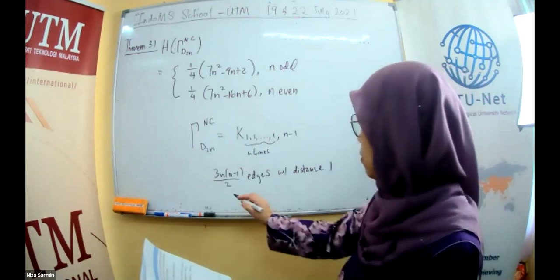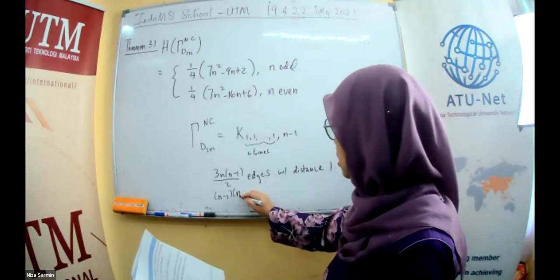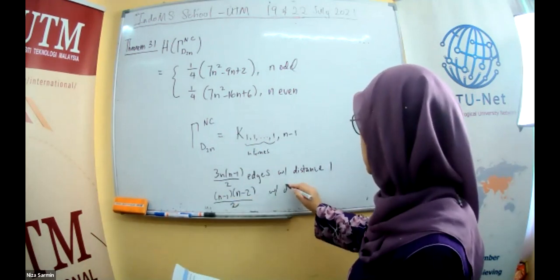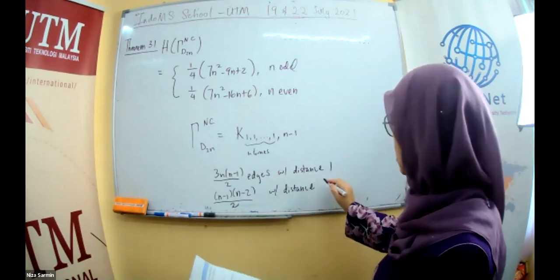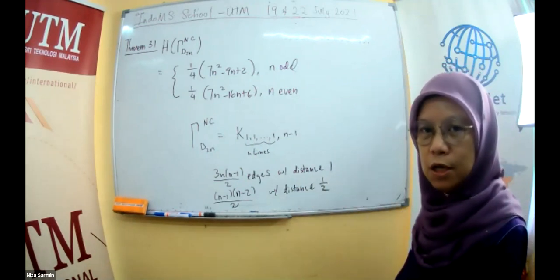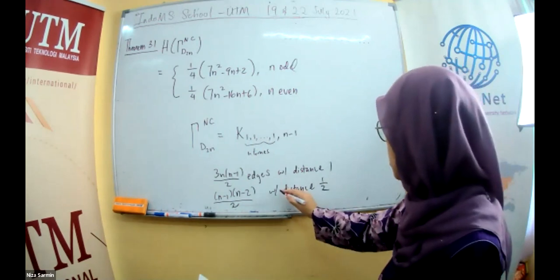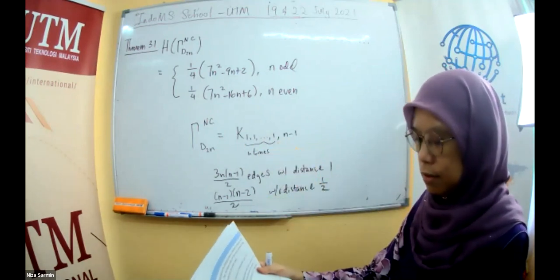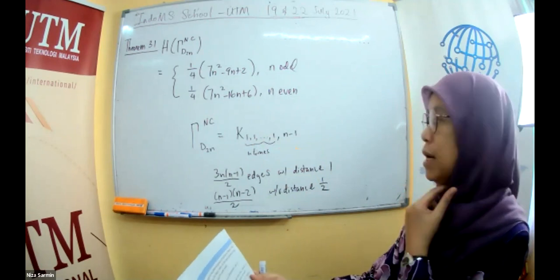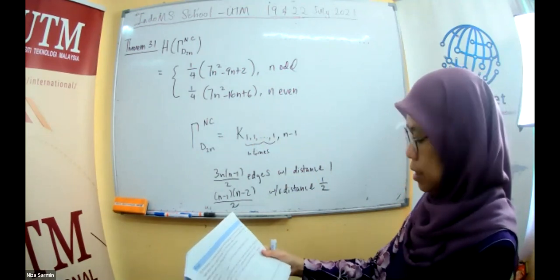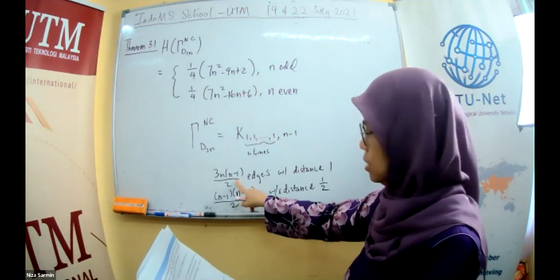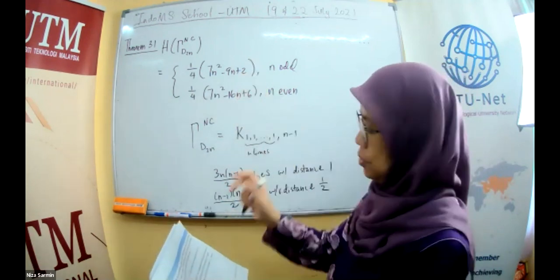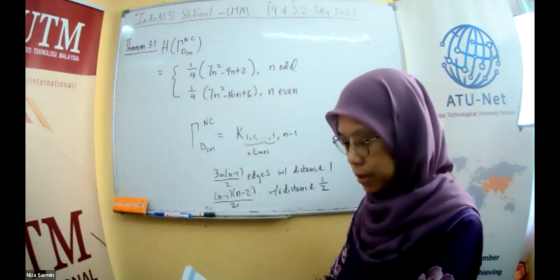And we have (n minus 1)(n minus 2)/2 edges with distance 2. So the reciprocal is 1 over 2. The distance is 2, but the reciprocal is 1 over 2. And the Harari index you can find by adding up the number of edges, particularly adding this one with this one. Then you get this one. So it's pretty straightforward for that particular case.